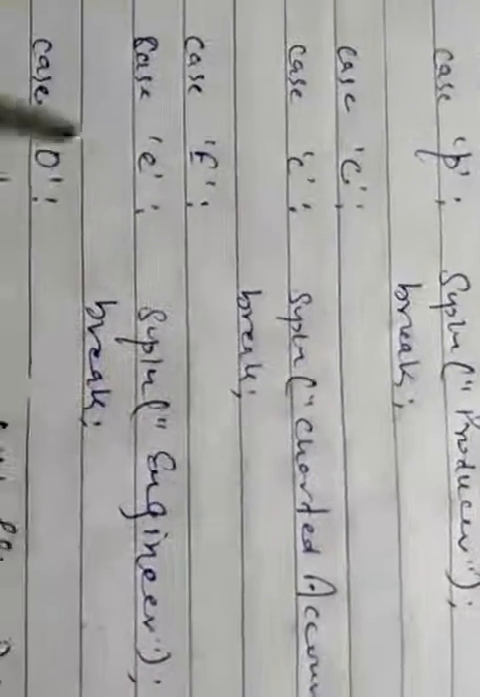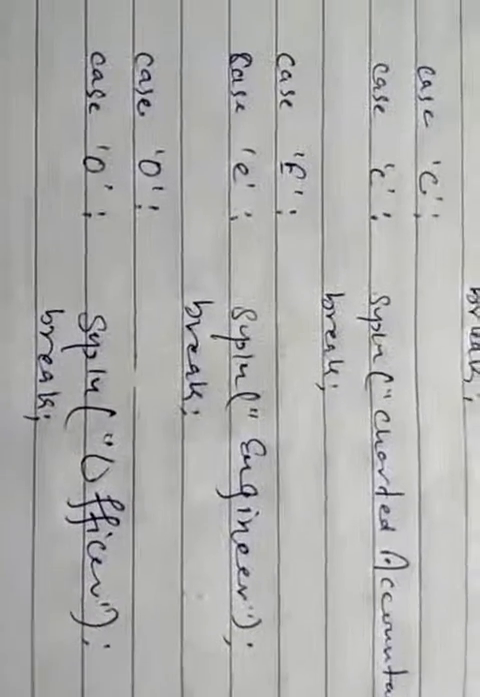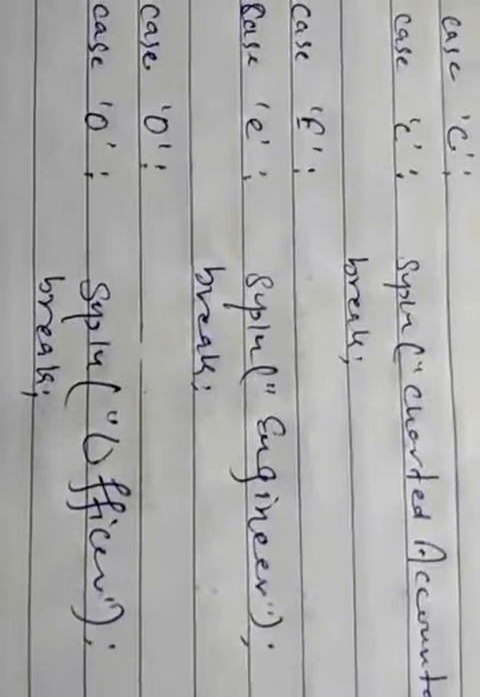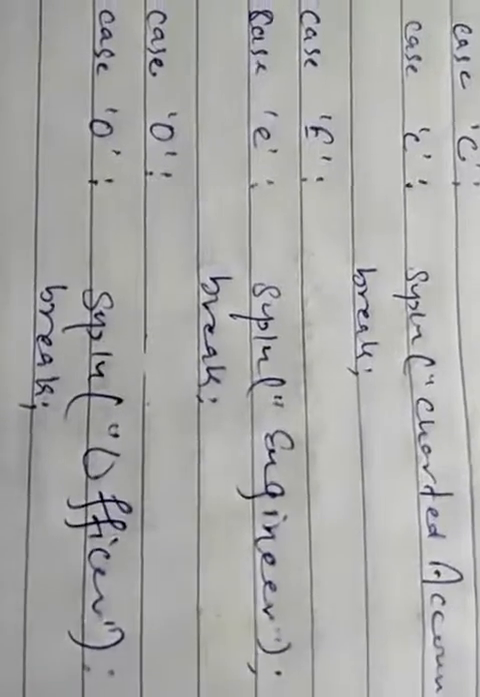Similarly, for capital P and small p, we are printing producer. Capital C and small c, there is the message chartered accountant. Capital E or small e, engineer, and capital O and small o, officer. Or if any case is not matched, then we will print invalid character. So here we are printing invalid character in the default case.